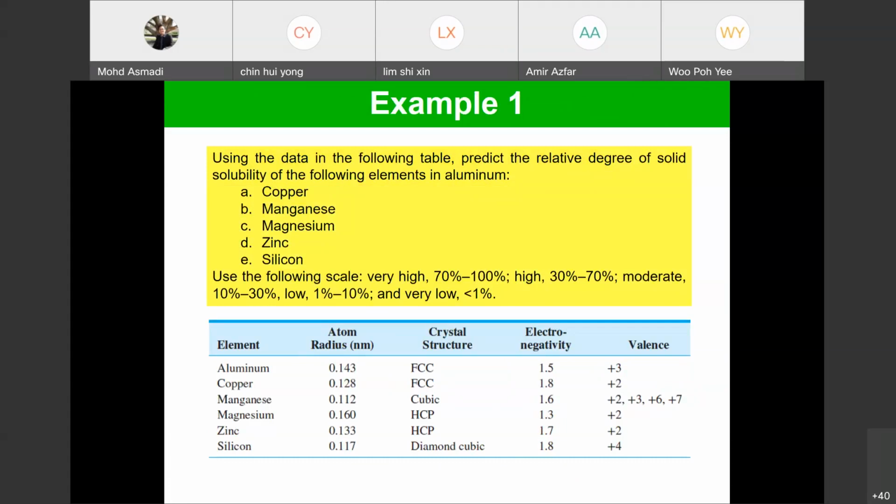This is the element in copper. I think this is in copper. Using the data in the following tables, predict the relative degree of solute solubility of the following elements in aluminum, not in copper. Sorry, can we just change to the copper? Wait, why is there a copper zinc system? Copper, zinc, lead.